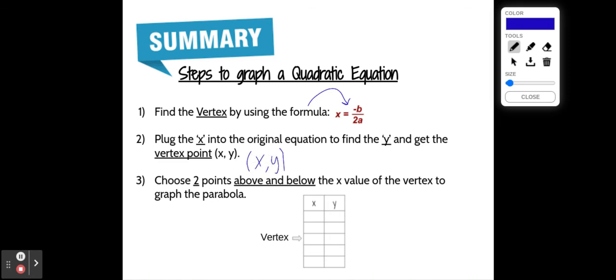This is what you do when you graph. Once we get that vertex, remember that's the middle point of our parabola. And so once we get that, we want to choose 2 values for x that are above the vertex and 2 that are below the vertex for our domain. So the summary here is just a little reminder of the steps to graph a quadratic function, and that's really what we did in part 1 of lesson 9.2.